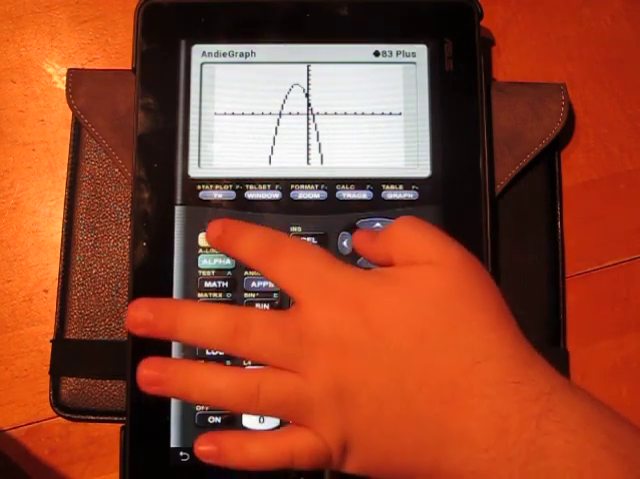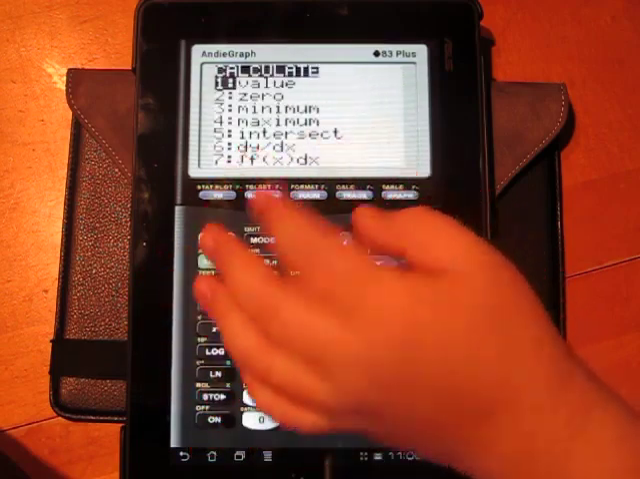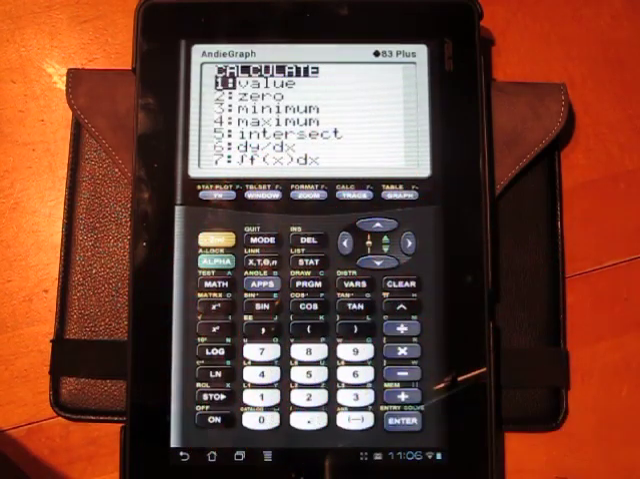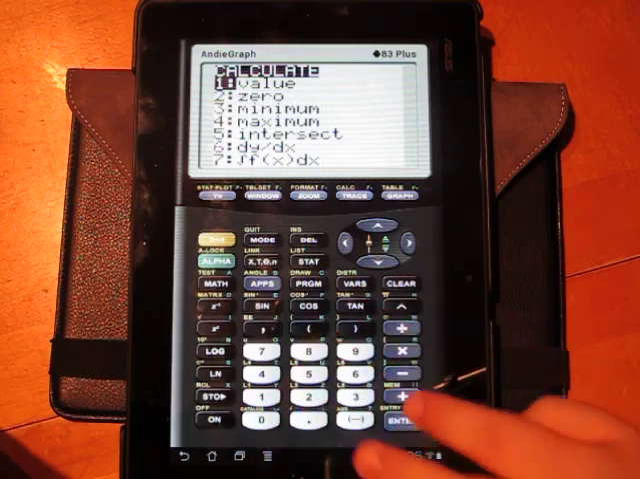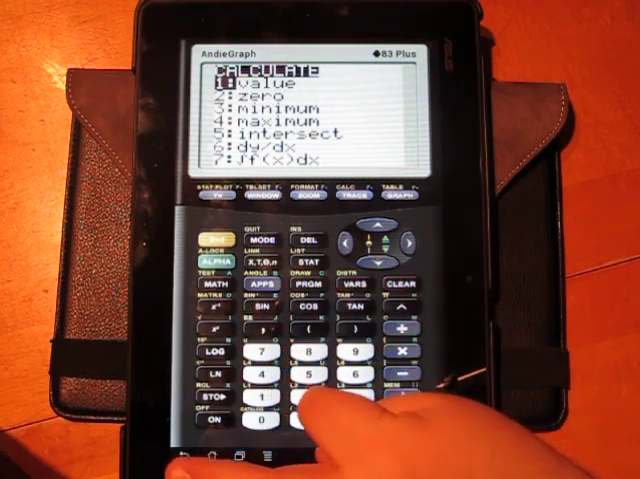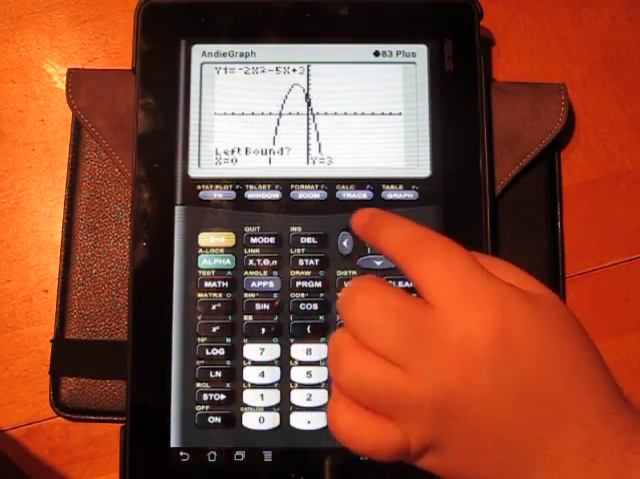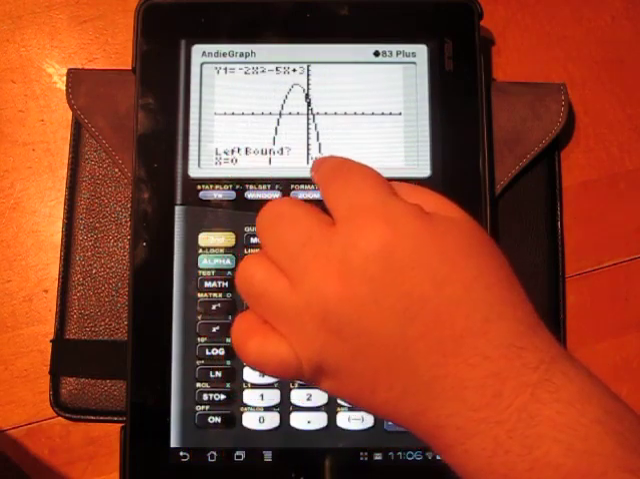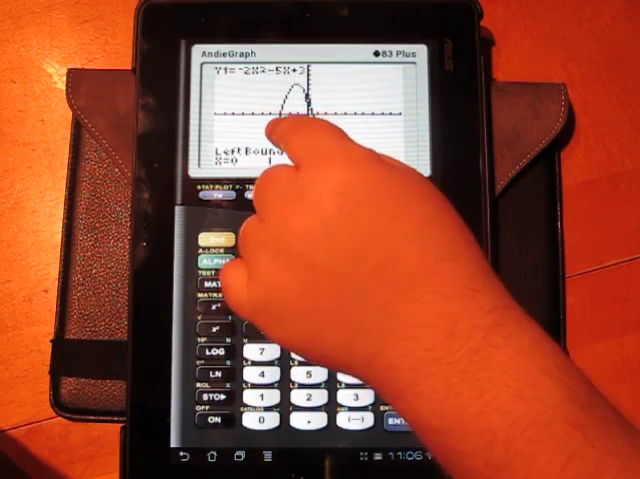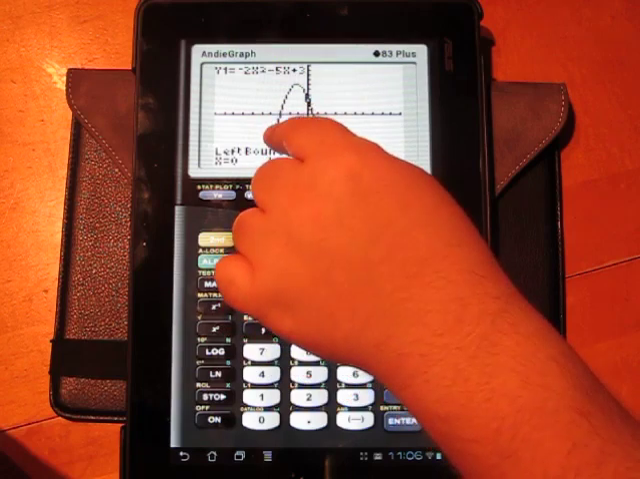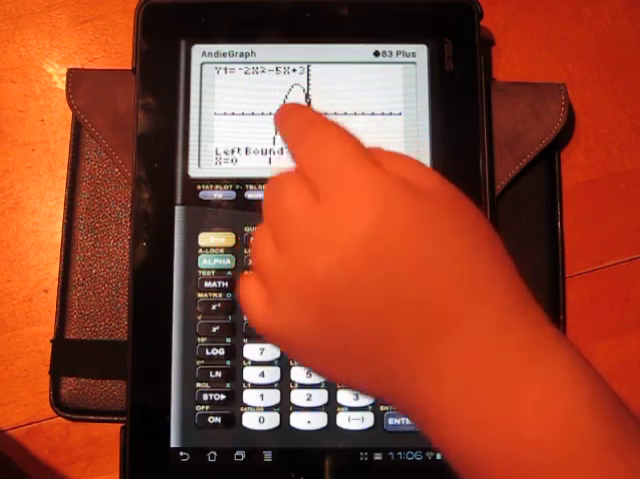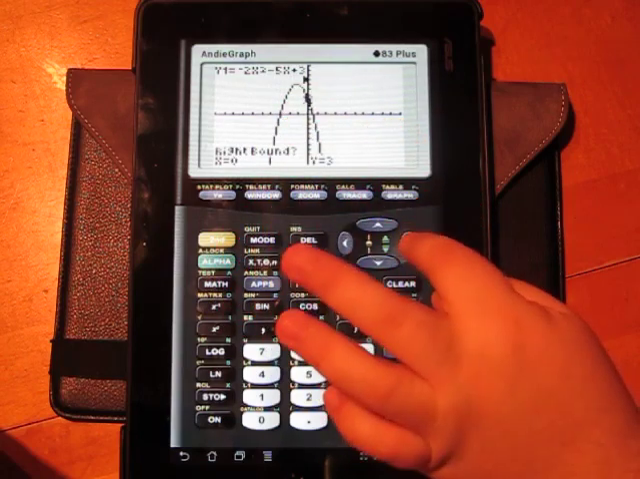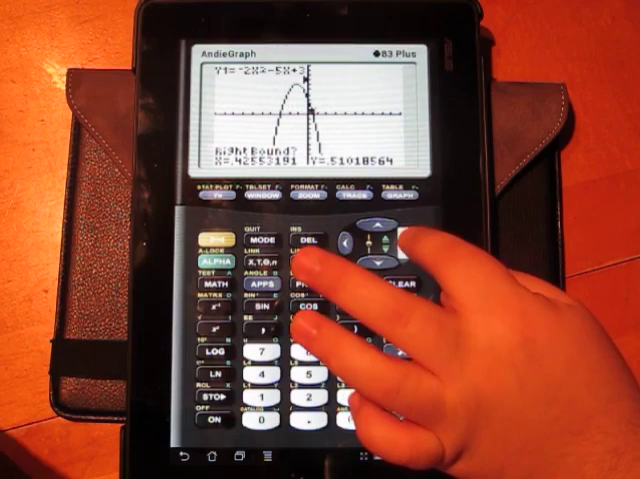I can also calculate a value, but I'm going to look at calculating a 0. And here there's 2 zeros. So when I go to calculating 0, which is number 2, it's still going to ask me for left bound first. So I can calculate this 0 by going left of it, or I can stay where I am now because I'm left of this 0. So I'll hit enter there, and I'll go over to the other side.